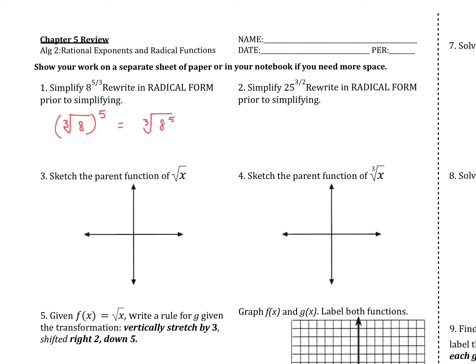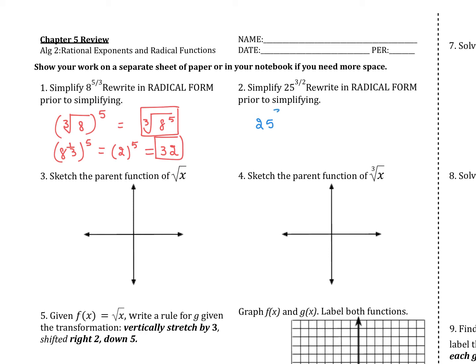And then you're going to simplify this. Cube root of 8 is 2, and 2 to the power 5 is 32. So 32 is your answer as a simplified form, and this is a radical form of this question.